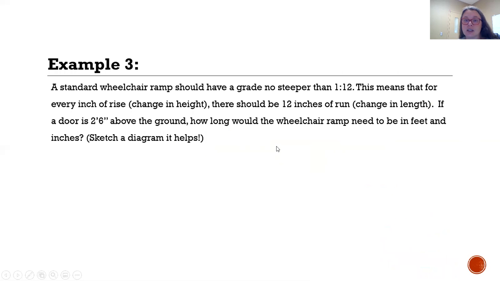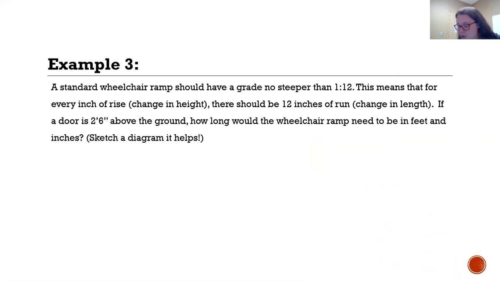All right. Quick ramp question. A standard wheelchair ramp, this is from the code book, should have a grade no steeper than 1 to 12. That means for every inch of rise or change in height, there should be 12 inches of run or change in length. If a door is 2 feet 6 inches above the ground, how long would the wheelchair ramp need to be in feet and inches?